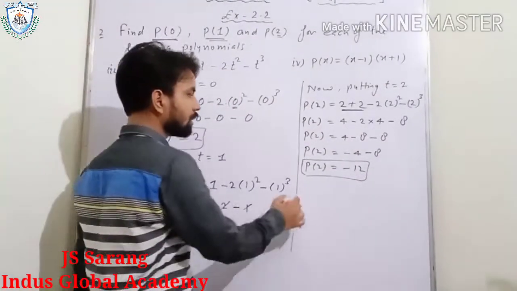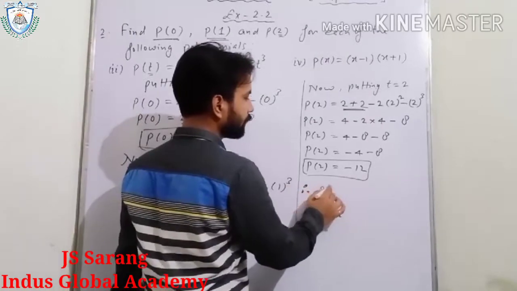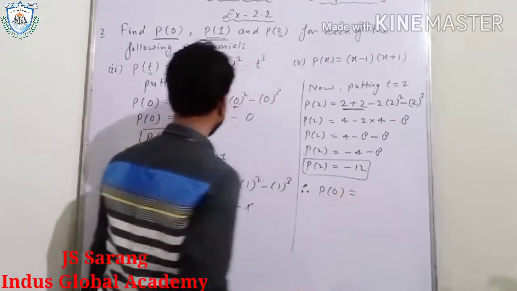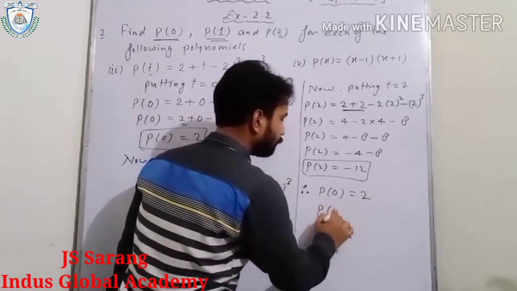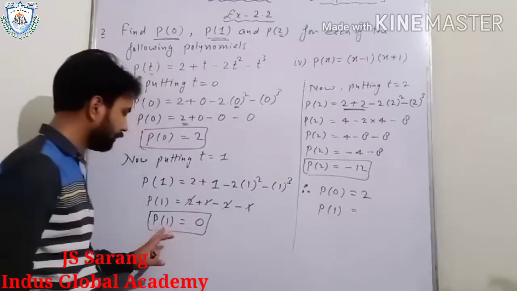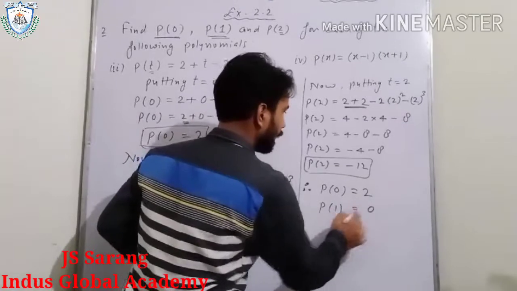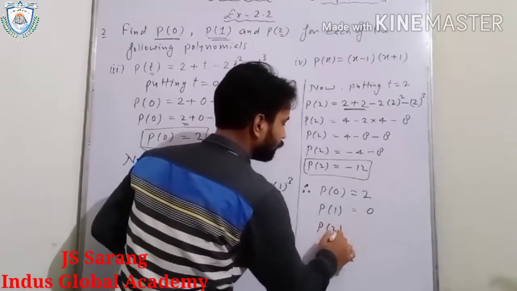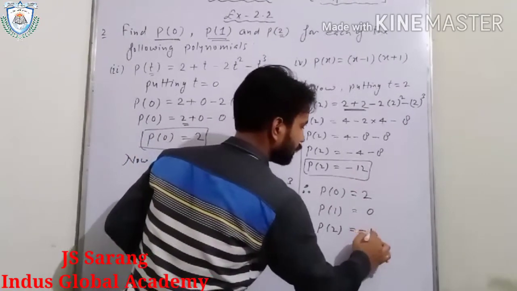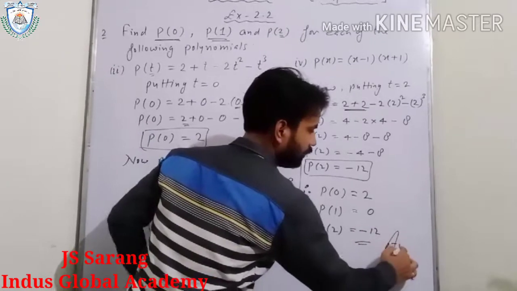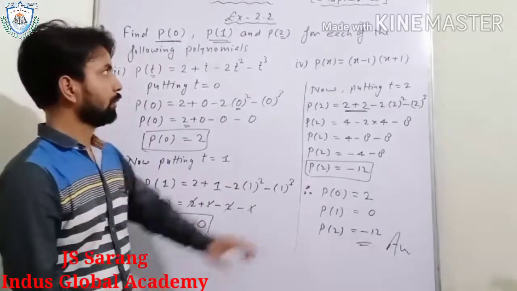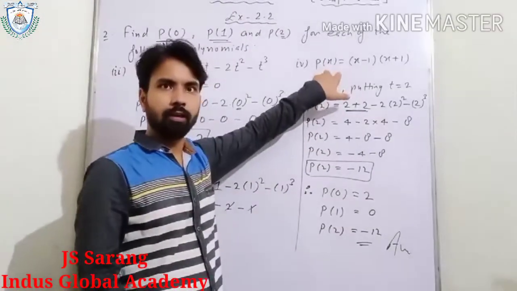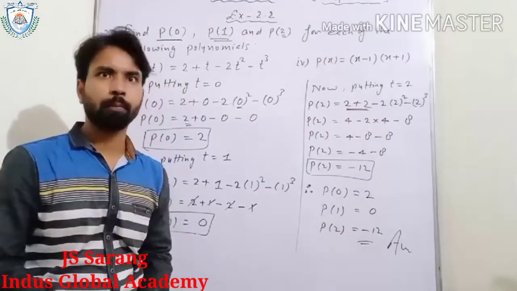Clear? At last you have to write, hence p0, the value of p0 is 2. Value of p1, the value of p1 is 0. And the value of p2, that is minus 12. So this is our answer. Clear? Similarly, we will solve the fourth part. Now I am going to explain you fourth part.